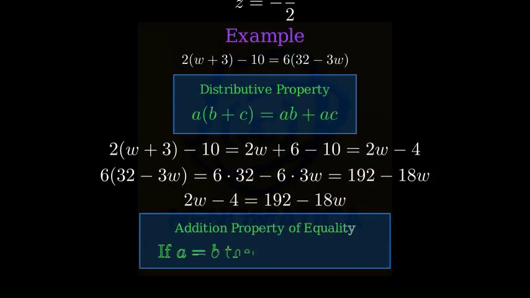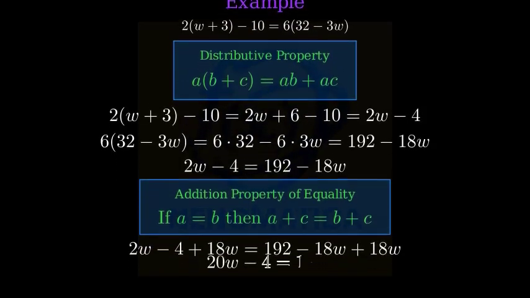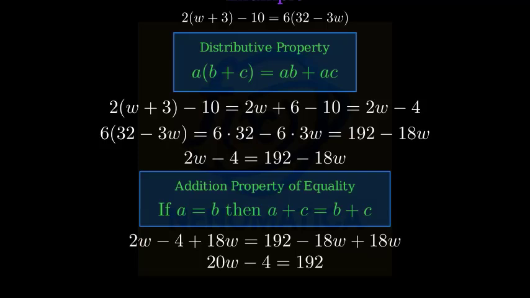Let's move all terms with w to the left side and all other terms to the right side. We'll add 18w to both sides. This gives us 2w plus 18w minus 4 equals 192. Simplifying the left side, we get 20w minus 4 equals 192.